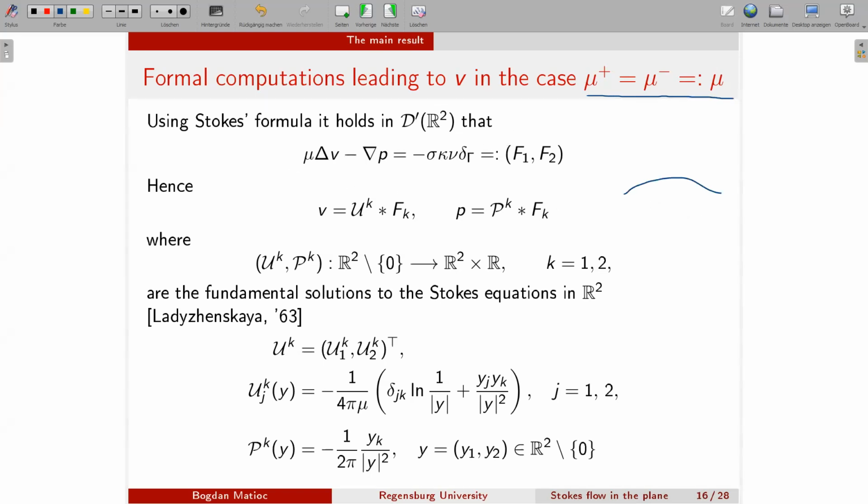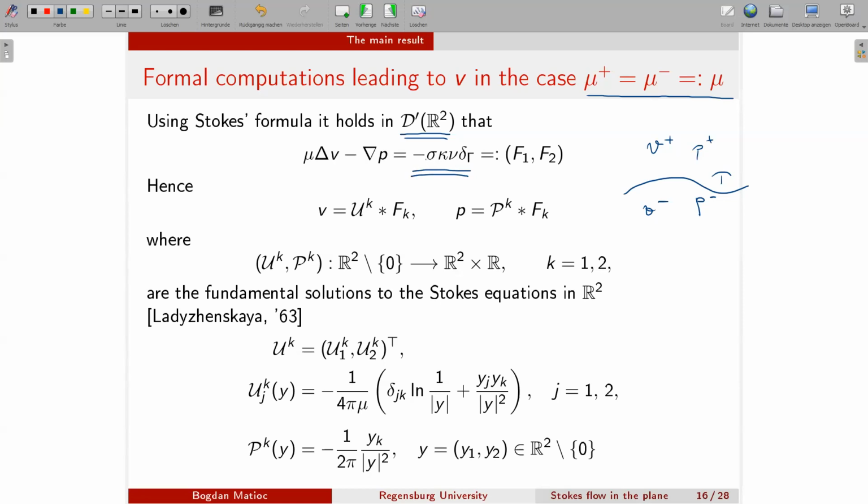So now what we do here, we have gamma, we have V plus above and V minus below, and also P plus and P minus. We've used this as function on entire R2 without gamma. So V is defined on R2 without gamma, and P is defined also on R2 without gamma. And then we use the Stokes formula to compute that in distributional sense, so in D prime of R2, this distribution is given by this expression.